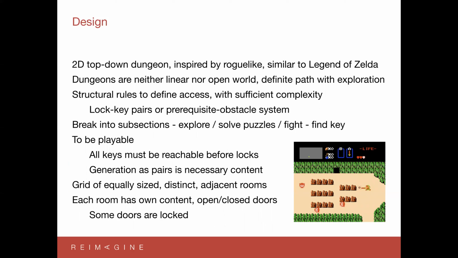Lock key pairs or similar break the level into subsections so that the player must explore the level and overcome obstacles to access the next section. For a level to be playable, all keys must be reachable before their intended locks. Our generator focuses on producing levels to ensure that subsections are controllable and completable.